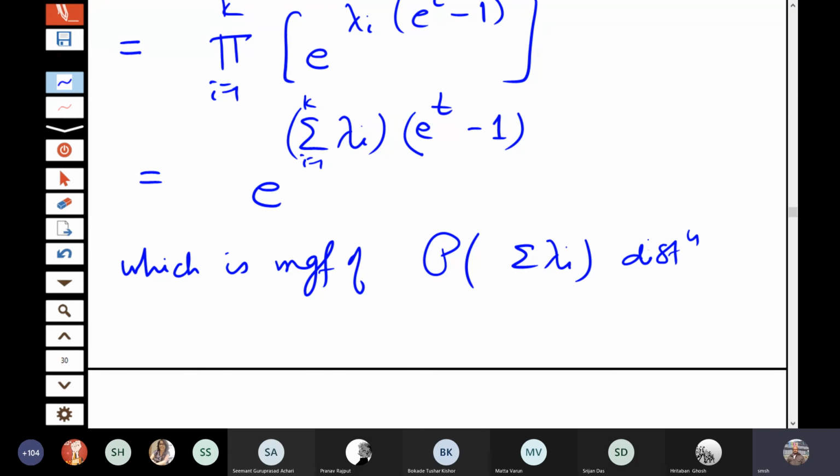Again, you can consider it as if I am considering one set of Poisson arrivals, and then I consider another set of Poisson arrivals, and then I consider another set of Poisson arrivals. So if I look at the total interval, what is the total number of arrivals? Again, it follows a Poisson distribution.